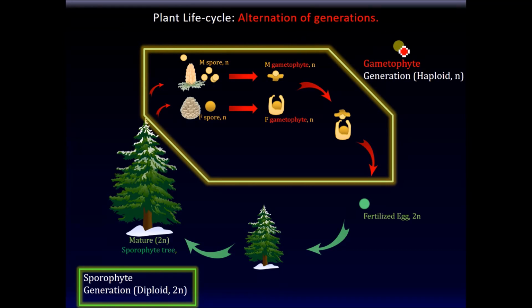The highlighted area here is the gametophyte generation, which is haploid, starting with the spores, which give rise to the male and female gametophytes, which then eventually give rise to gametes, which fuse to give the zygote. And it is a zygote that develops into a new diploid generation of sporophyte.